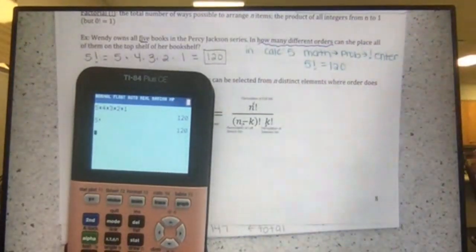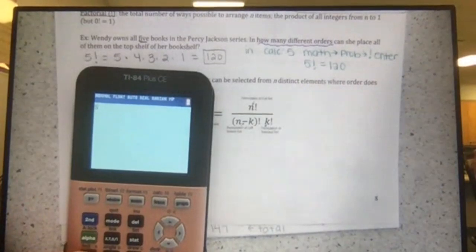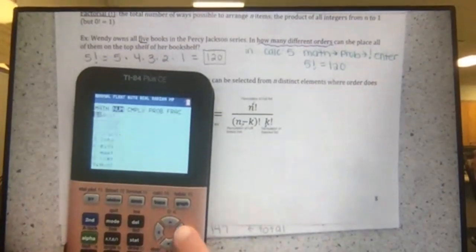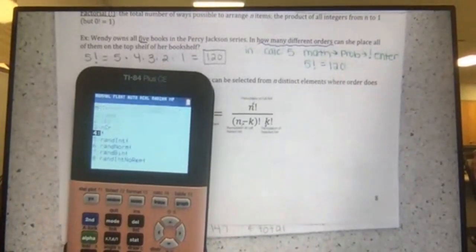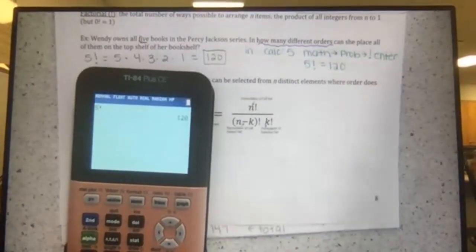So one more time real quick. In my calculator, I press 5 first. Hit my math button, which is over here. Scroll over to probability. Go down to our factorial. Press enter. Gives me 5 factorial. Press enter. Done.